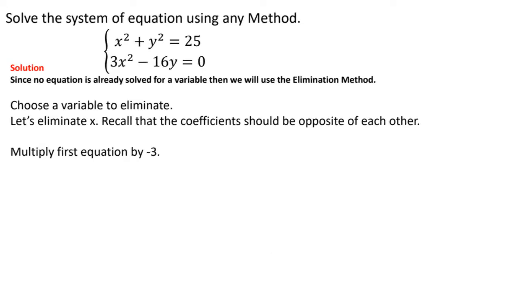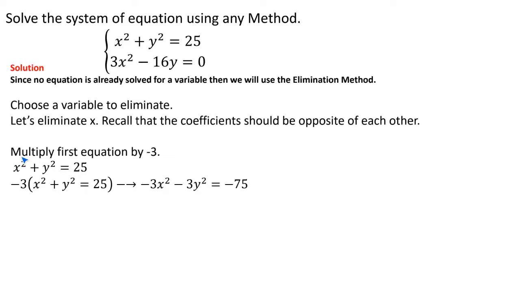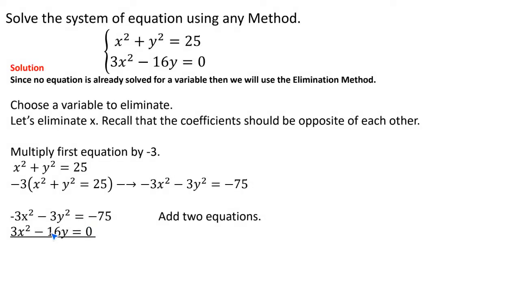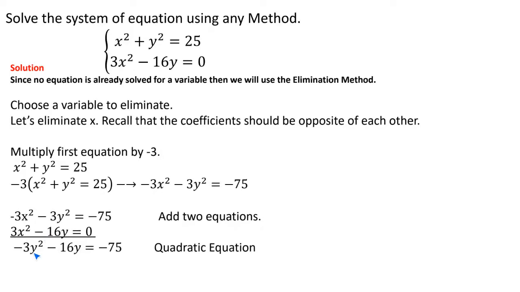Okay, so let's go ahead and solve here. We can use the elimination method. So I'm going to multiply the first equation by -3. So I have -3 times x squared is -3x squared. -3 times y squared is -3y squared. -3 times 25 is -75. So if we put both equations together and we add them, the x squares are going to cancel. There's no other y squared, so we just get -3y squared, and then -16y. So we're going to end up with -3y squared minus 16y equals -75.